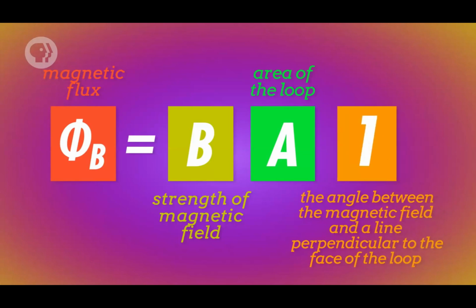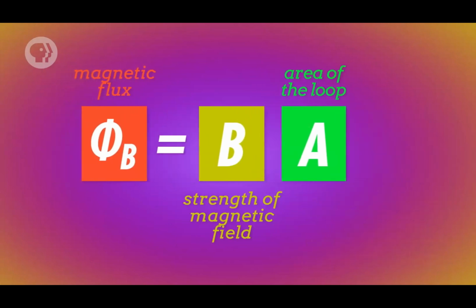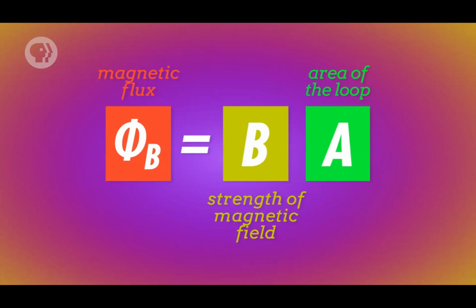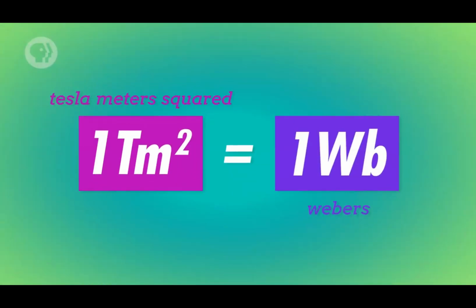And if the magnetic field and the loop are perpendicular, then the magnetic flux will just be equal to the strength of the magnetic field times the area of the loop. Magnetic flux is measured in units of Tesla meter squared, also known as Webers. But when it comes to inducing EMF, what really matters is how the flux is changing over time. If the magnetic flux through a loop of wire decreases over time, the EMF increases accordingly. And if the flux increases over time, the EMF decreases.